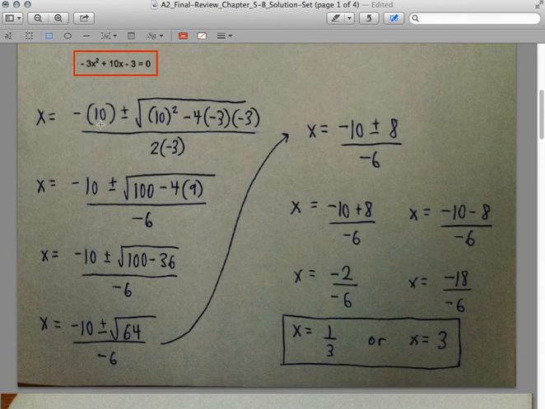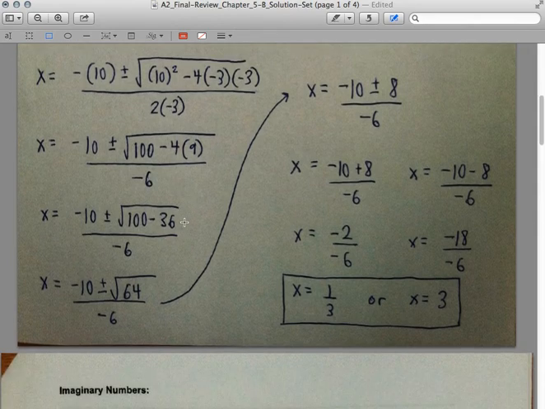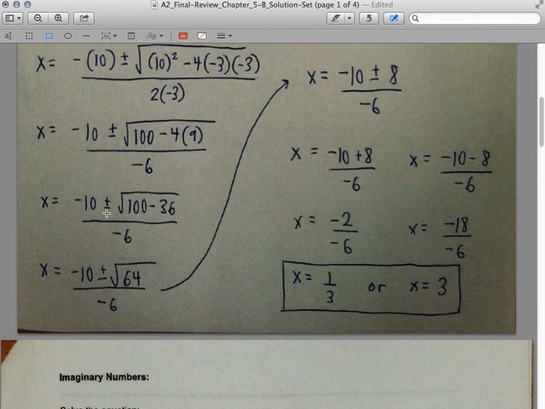So we can see our steps here. The opposite of 10 plus or minus the square root of 10 squared minus 4 times -3 times -3, all over 2 times -3, as +10 is our b value, so that is expressed here and here. Our a value is -3, our c value is -3, and then in the denominator our a value is -3 as well. That creates -10 plus or minus the square root of 64 all over -6.